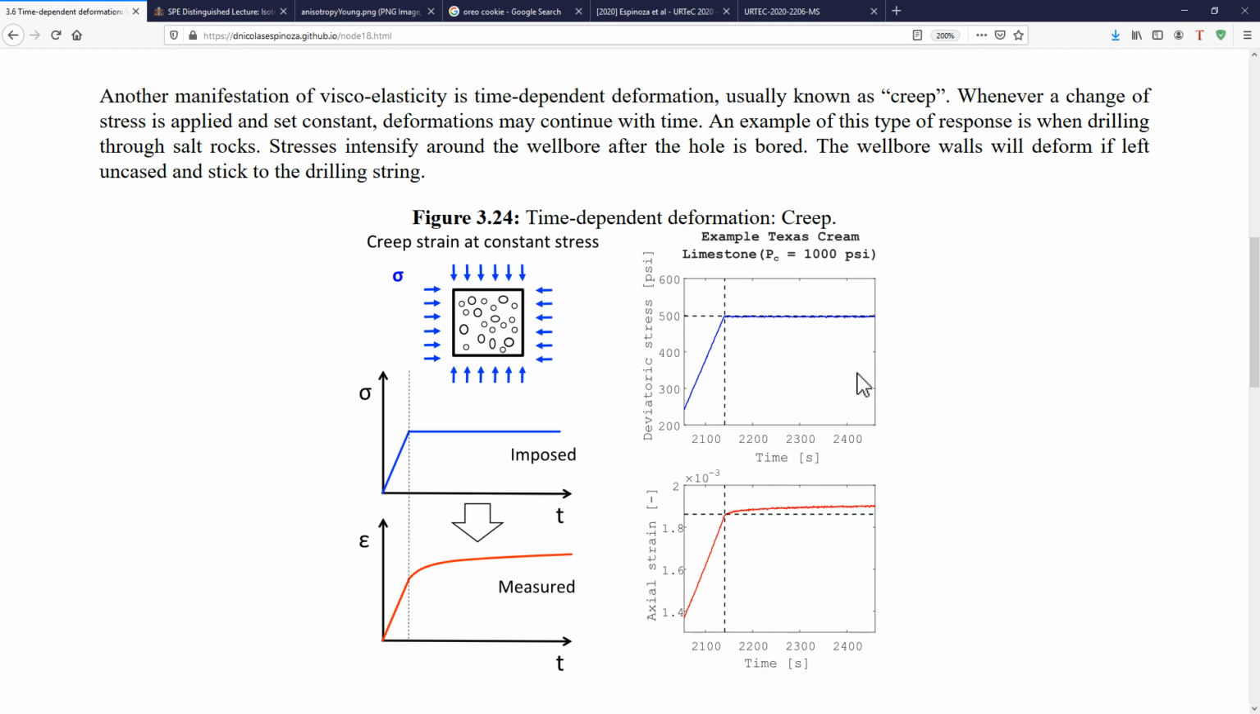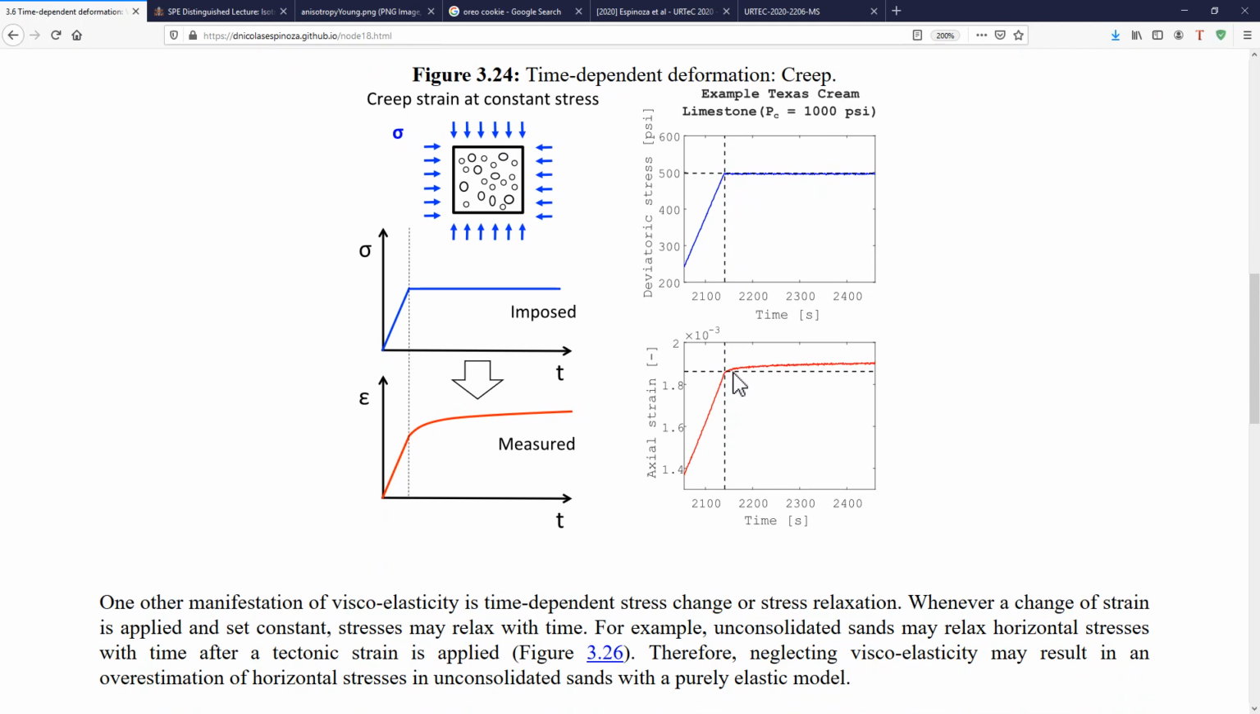Here on the right, you see an actual example of that made with a rock tested in my laboratory, in which we load it to 500 psi, we hold the stress constant, and then we see that a deformation occurs nevertheless with time. We see the instantaneous response, but we also see the time-dependent deformation, which with a constant stress is called a creep strain.